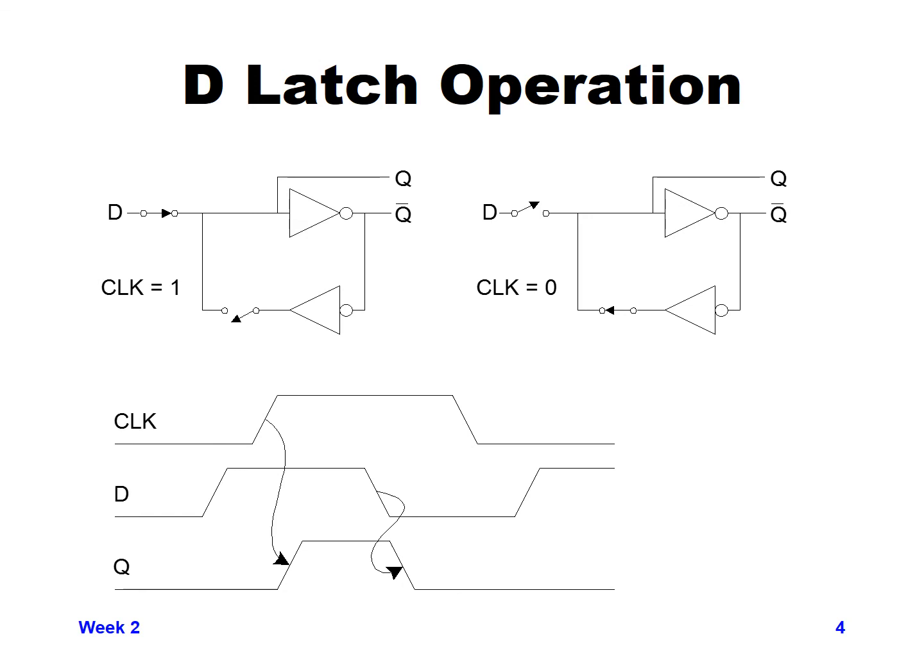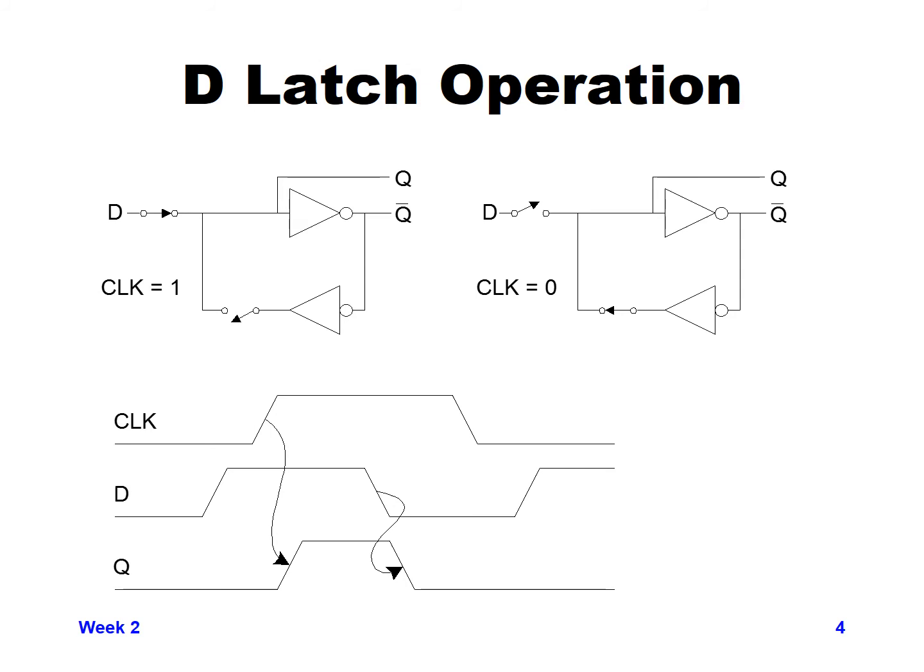When clock is 0, on the right-hand side, the D switch is open and the lower switch on the feedback of the buffered version of Q is closed. So whatever value is in Q gets fed back through a buffered version and just drives Q again. It holds whatever state, it just gets held there. And again, at the bottom, there's the same timing diagram that we saw before that shows when clock is low and D switches, Q does not switch. When clock goes high, Q will follow whatever value D has.